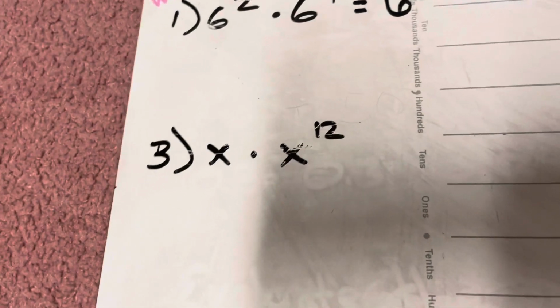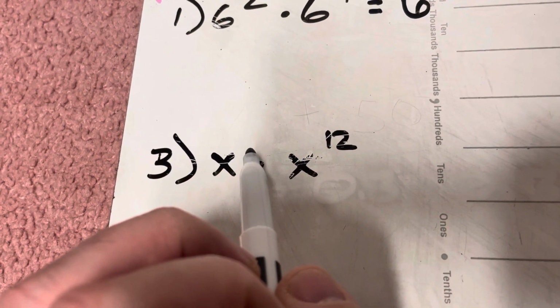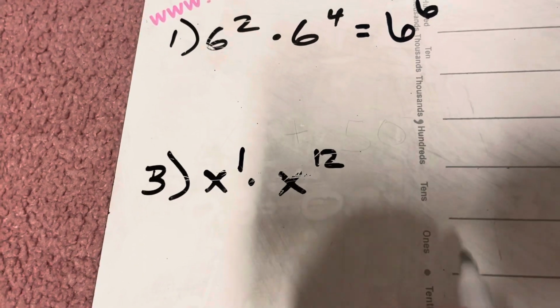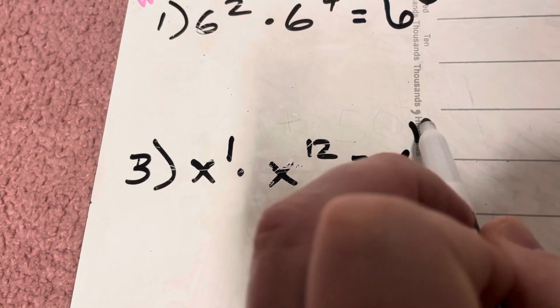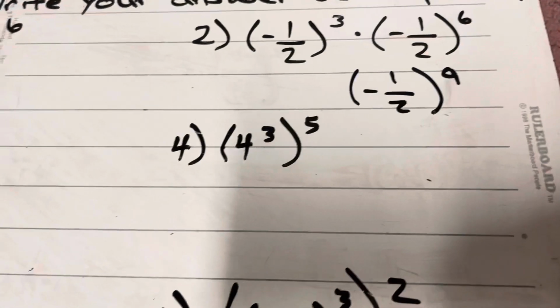All right, well, here we have x times x to the power of 12. Remember, when there's no exponent, it's like there's a 1 there. So we envision a 1, even though you won't see it there. x to the power of 1 times x to the power of 12 is going to be x to the power of 13 when I add those together. All right, moving right along.